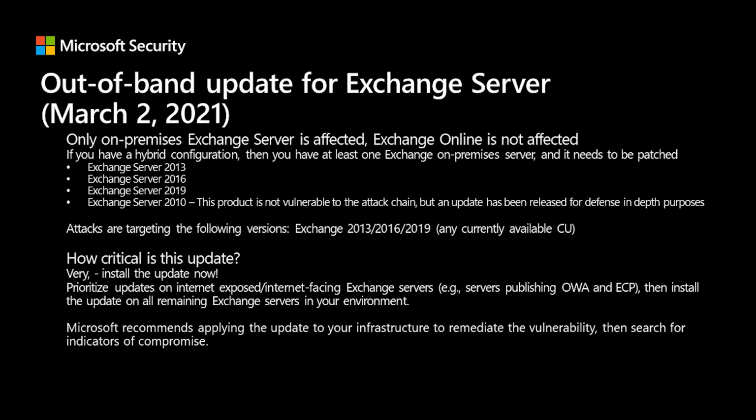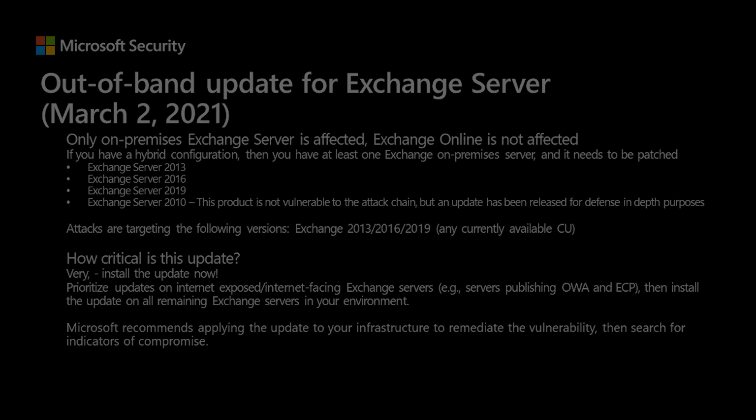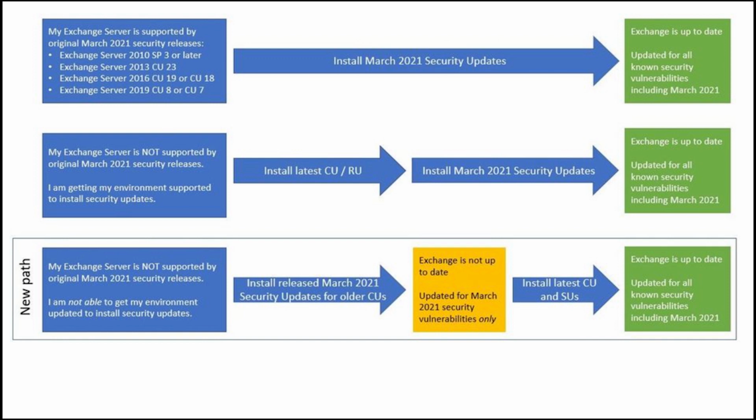And so what this means to you is that if you've been struggling to, say, get from 2019 CU4 up to CU8 or 9, now you can, in place, install the security update on CU4, CU5, and CU6 of Exchange 2019, and CU14, 15, and 16 of Exchange 2016. You can install the security update on those 6 new SKUs as well.